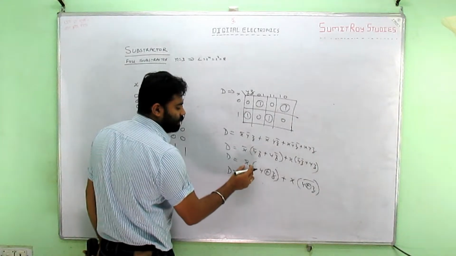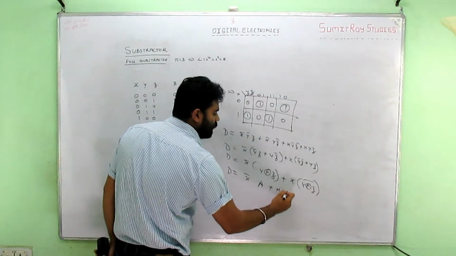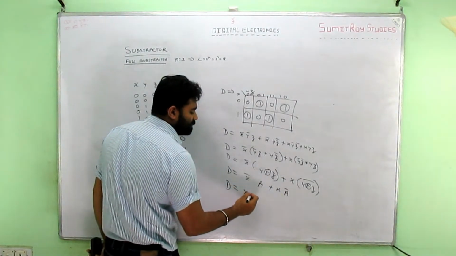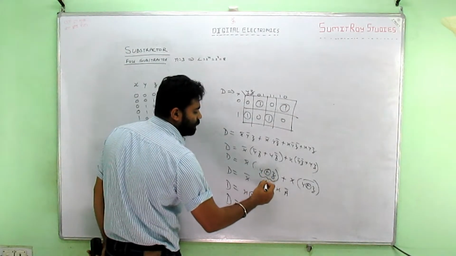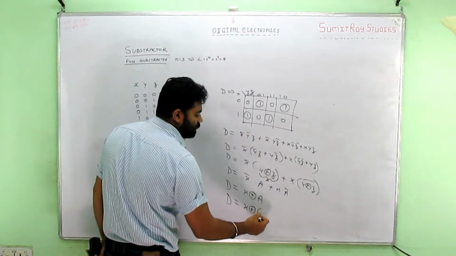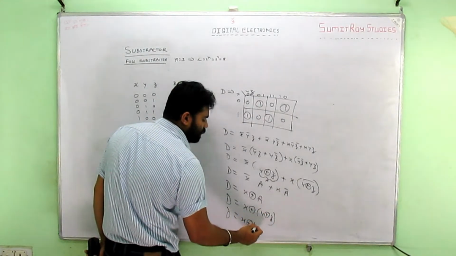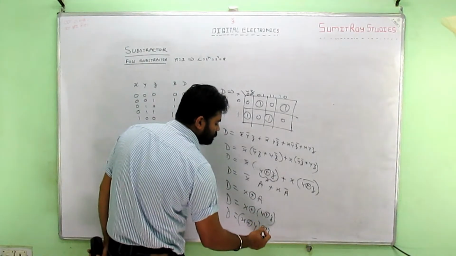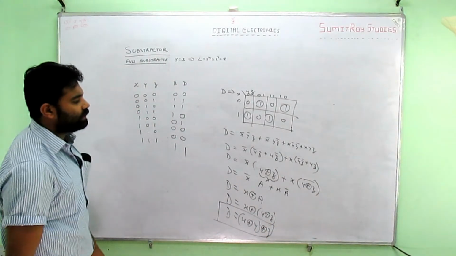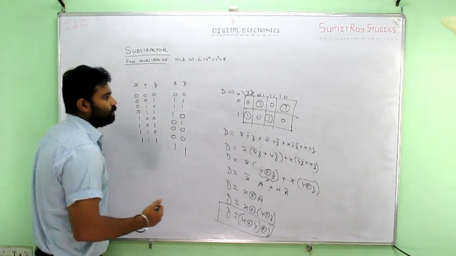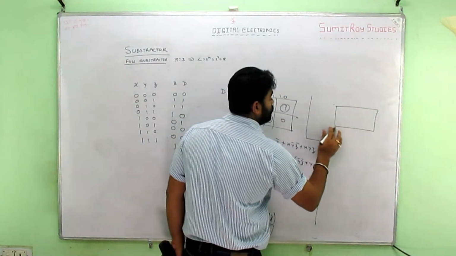So D can be written as, let it be a, x bar a plus x a bar. So it can be written as x exclusive OR with a, or further, since a is this part, it can be written as x exclusive OR with y exclusive OR with z. So this is the part for D, the difference.